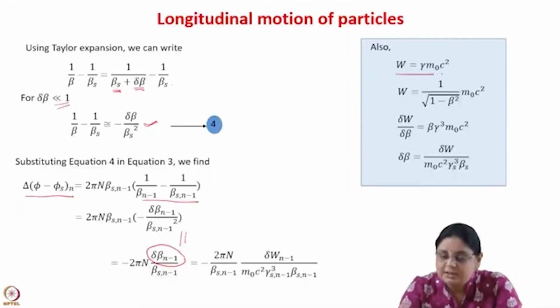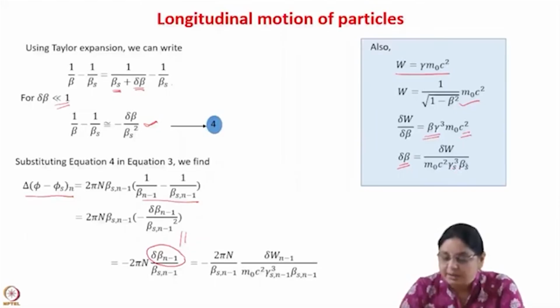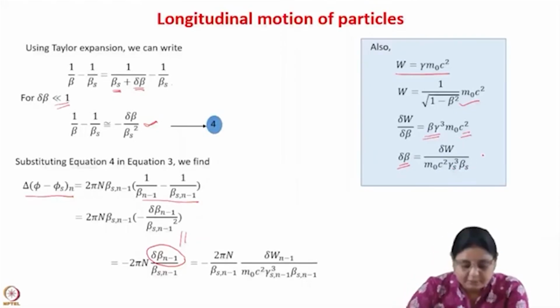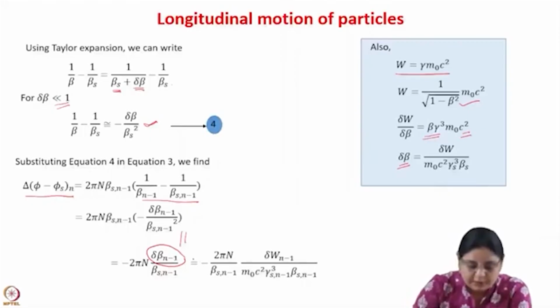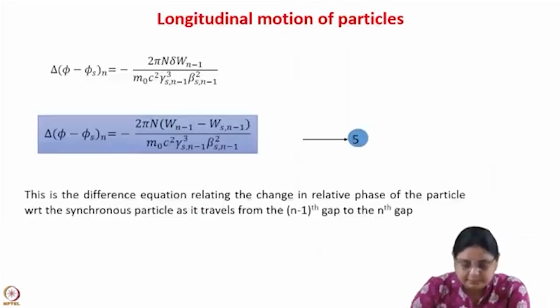Now we can evaluate this delta beta n minus 1 in terms of energy. The energy is given as gamma MOC square, where gamma is the relativistic gamma, and gamma is 1 upon under root 1 minus beta square. So delta W by delta beta is given as beta gamma cube MOC square. From here we can write delta beta equal to delta W by MOC square gamma s cube beta s. So we can put in the value of delta beta n minus 1 here, and this is what we get.